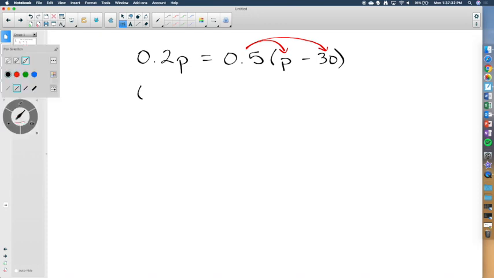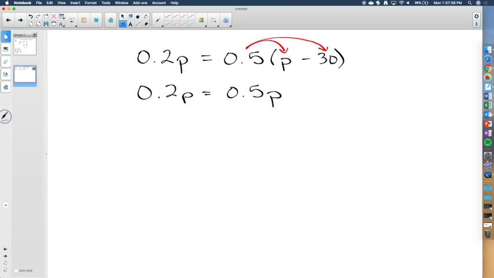So I now have 0.2p is equal to 0.5p, and 0.5 times 30 is going to give me negative 15.